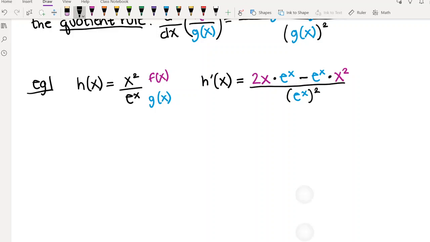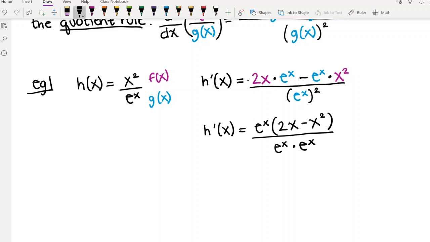And so in this case, we have a common factor of e to the x in the numerator and the denominator, right? So I'm going to factor out an e to the x in the numerator. And so we're left with 2x minus x squared. And then in the denominator, well, e to the x squared is the same thing as e to the x times e to the x. And so now we can see that we have a common factor of e to the x. And so we're left with 2x minus x squared over e to the x. And that would be our final answer.